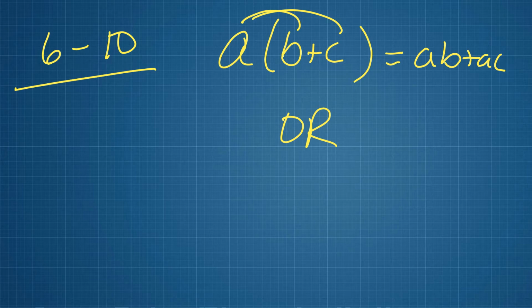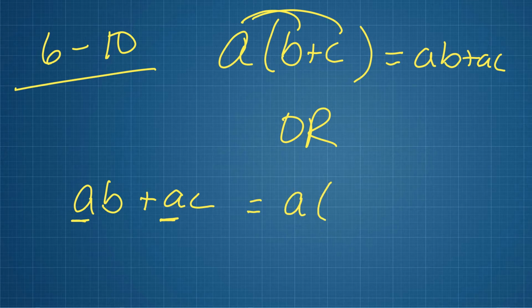Alright, so 6 through 10 is talking about the pizza delivery guy. You're going to distribute. If the A is outside of parentheses, it goes to B and C. That turns into A times B plus A times C. Or maybe I give you the answer, and you have to tell me who was the pizza delivery guy. It's whoever shows up in both spots. So A was the pizza delivery guy, or it's called factoring out the common term. So A would go outside the parentheses, and then B plus C go inside.